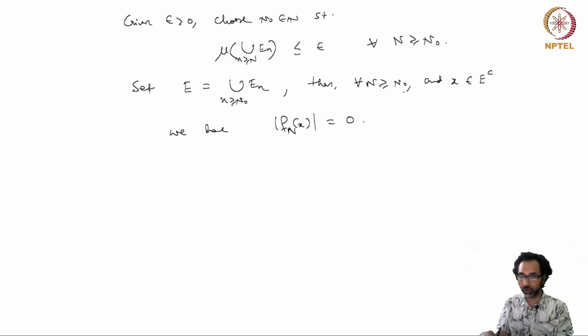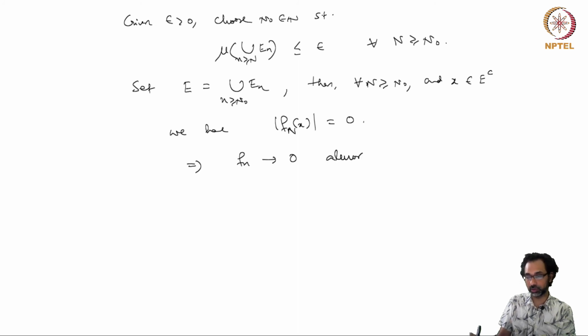X does not belong to any of the sets En for n greater than or equal to n naught. So this Fn(x) must be 0, and this implies that we have found that Fn converges to 0 almost uniformly.